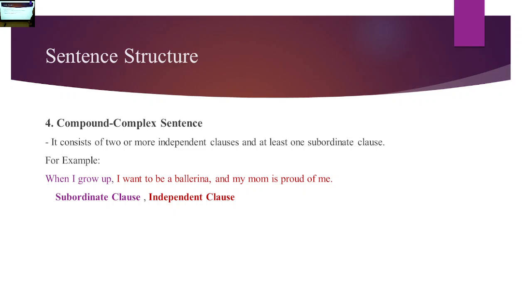So let's see an example. When I grow up, I want to be a ballerina and my mom is proud of me. So here, when I grow up, this is our subordinate clause. I want to be a ballerina and my mom is proud of me, this is a compound sentence, right? So, compound, complex, compound. I want to be a ballerina and my mom is proud of me. And then you have a subordinate clause to make it complex, which is when I grow up. Okay? So, this is the fourth type of sentence.